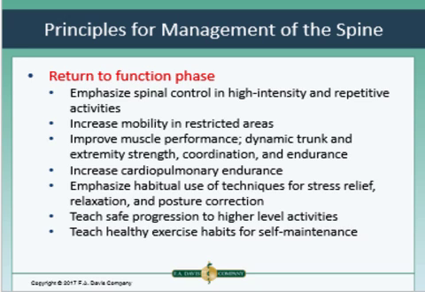Also progress dynamic trunk and extremity resistance exercises and make sure that it's functional. You want to increase cardiopulmonary endurance through aerobic exercises. Emphasize the habitual use of techniques for stress relief, relaxation, and postural correction. Teach safe progression to higher activities. So making sure that they can do the basic activities safely and then start to progress to the activities they want to do. And also teach healthy exercise habits.